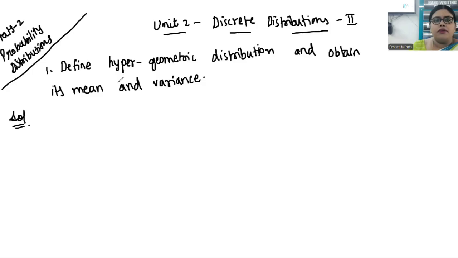So let us cover discrete distributions to LAQ. This is the most important LAQ. Define hypergeometric distribution and obtain its mean and variance. So first let us see what is hypergeometric distribution.